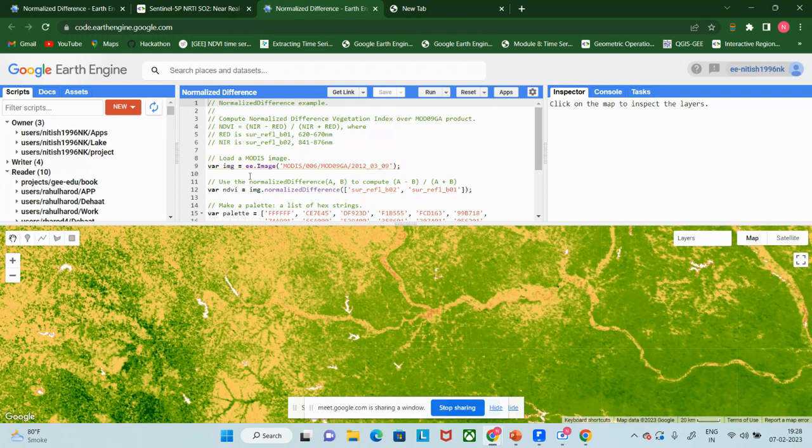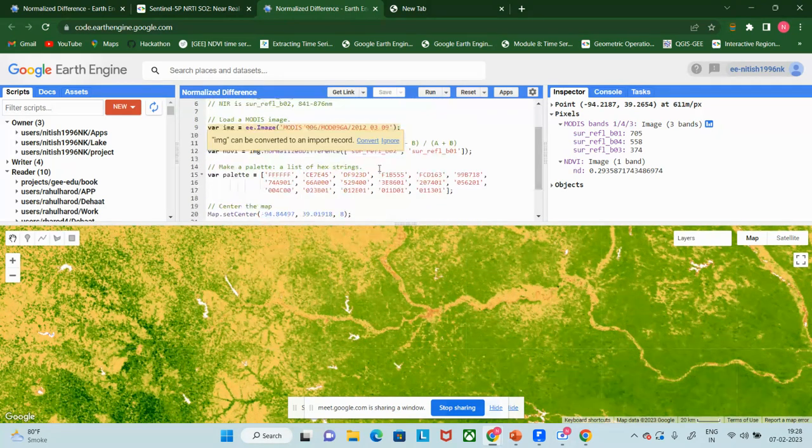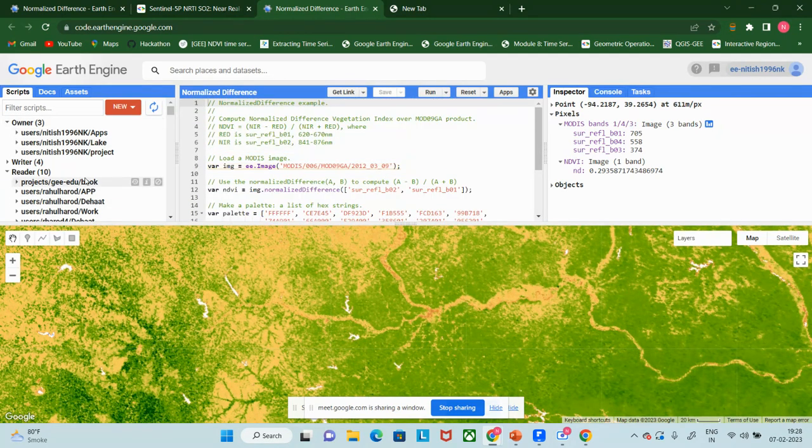And similarly, with the Inspector, if you click and go to any area, you will be able to know what the NDVI value is there for the date on which that image was taken. So that is 0.29. Similarly, you can cut out your area, like Rajasthan, and take the min and max NDVI. Those things I will be teaching you in future lectures.